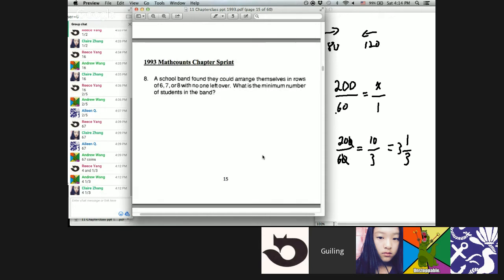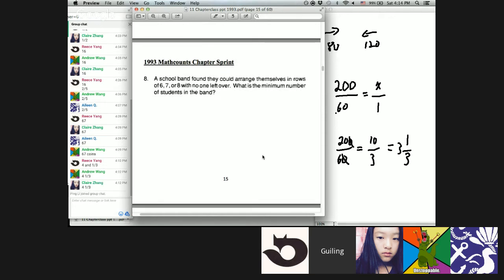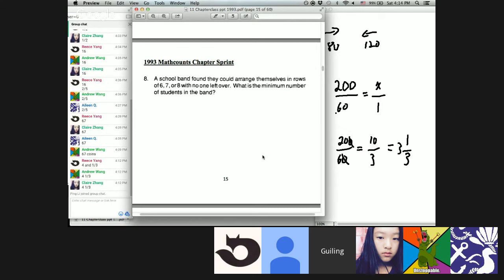Okay, let's try this problem. A band found they could arrange themselves in rows of 6, 7, or 8 with no one left over. What is the minimum number of students in the band?